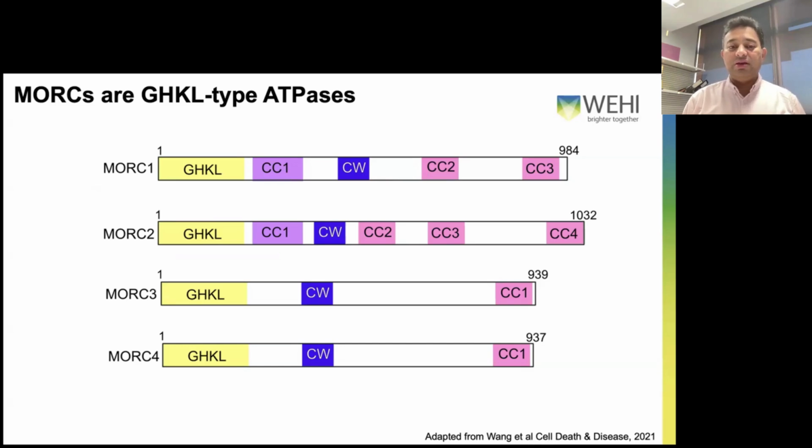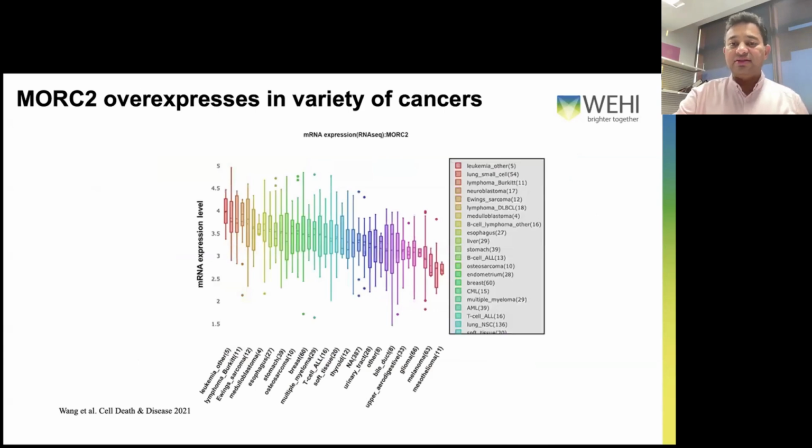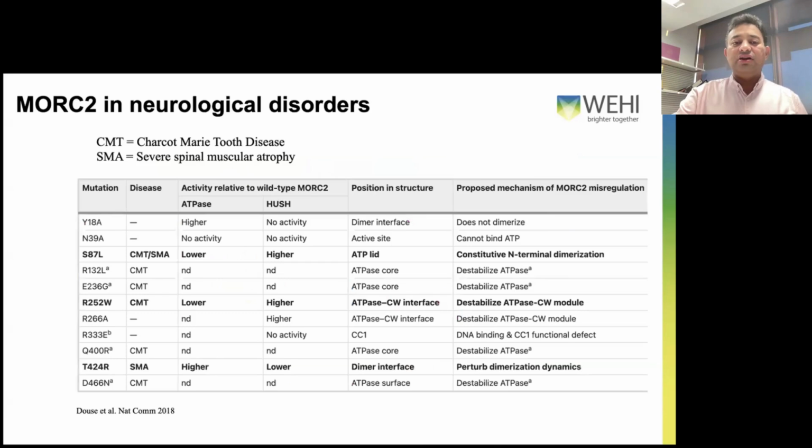The GHKL type ATPase domain is followed by coiled-coil domains, and then zinc fingers, and then there is the C-terminus, which again contains some coiled coils. Among all these four MORCs, it's MORC2 which has the highest disease burden. It is overexpressed in a variety of cancers, and it's also involved in neurological disorders. The two most well-studied are Charcot-Marie-Tooth disease and spinal muscular atrophy.